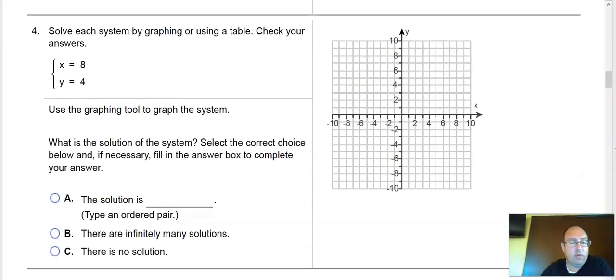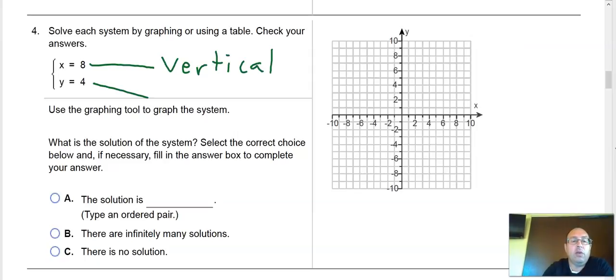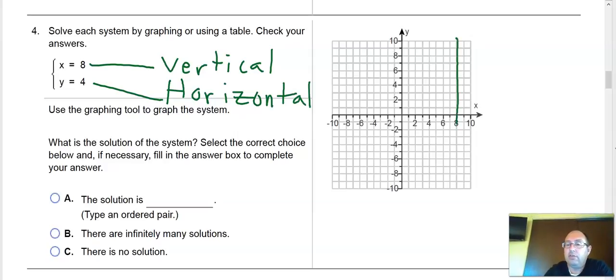This is a little bit different question. We have here x equals 8. That is a vertical line. And then the other one, y equals 4. You'll remember that from your days in Algebra 1. If you don't understand that, x equals 8, the vertical line looks like this.